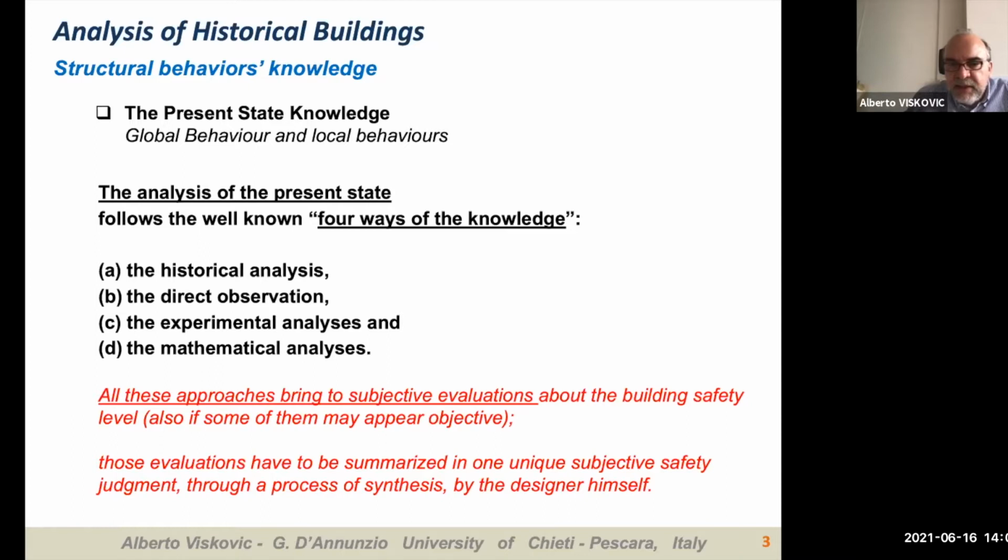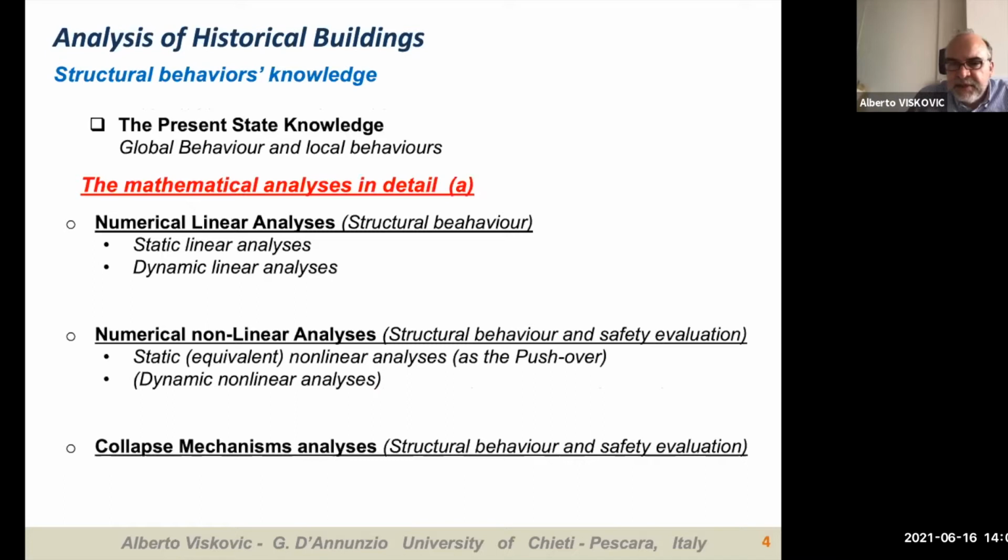Mathematical analyses are of three types: numerical linear analysis, mainly devoted to the study of structural behavior; numerical non-linear analysis, for both the investigation of the structural behavior and the safety evaluation; and collapse mechanisms in closed form, which in this case are also devoted both to the structural investigation and to the safety evaluation.